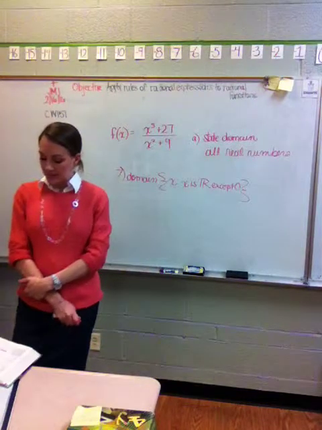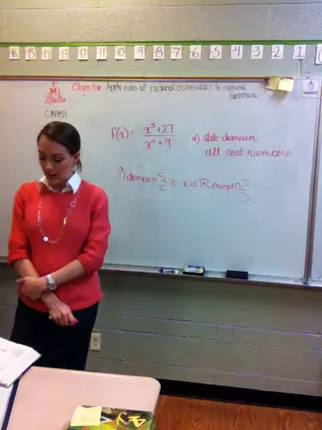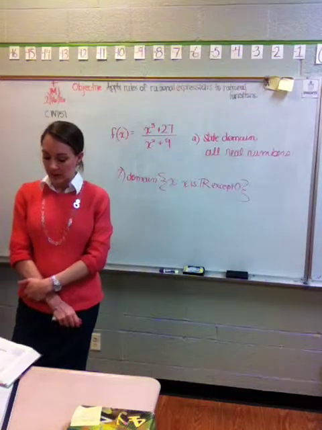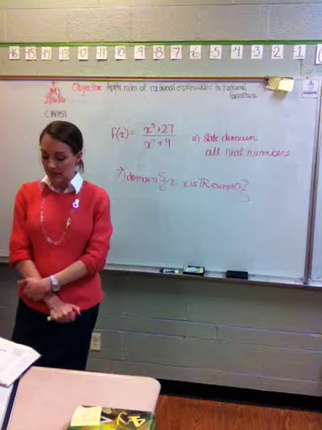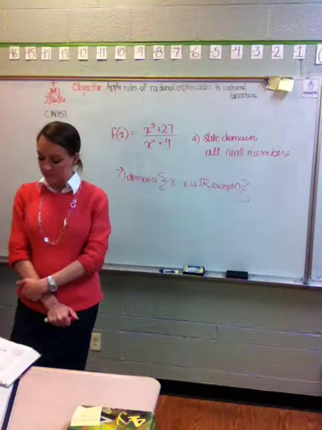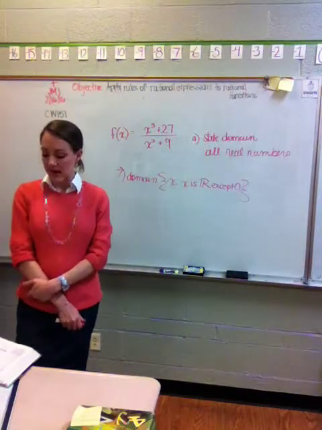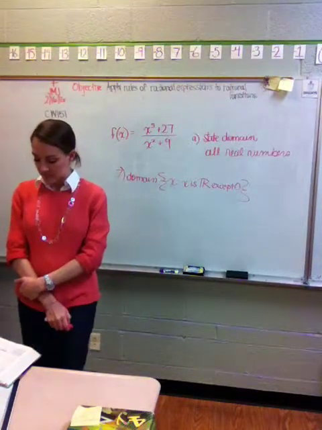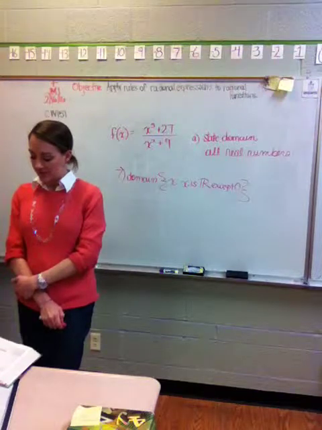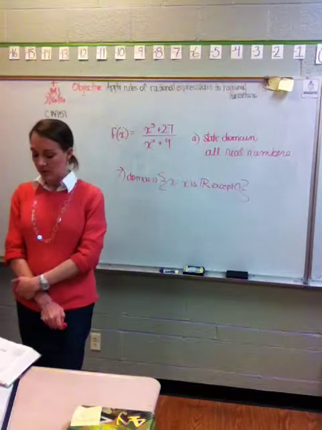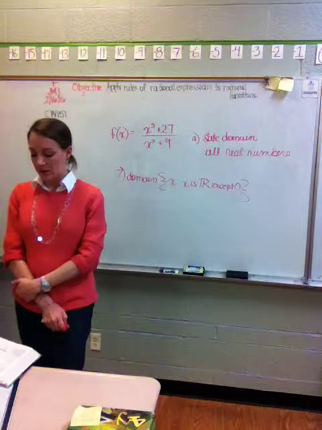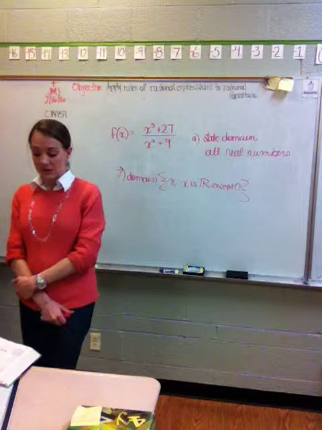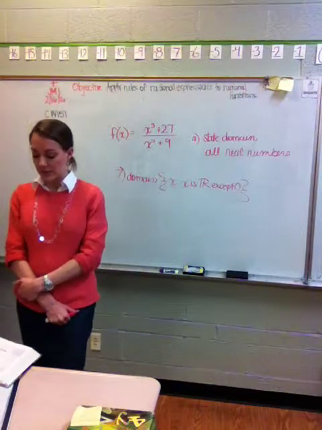Number 11, let's think. What we don't want my domain to be. Looks like it could be anything. Yeah, looks like it could be anything because a negative number squared, number 11, could be all real numbers. Number 12, we don't want our denominator to be 0, so 2 minus 2 would give me 0, so our domain is anything except 2.